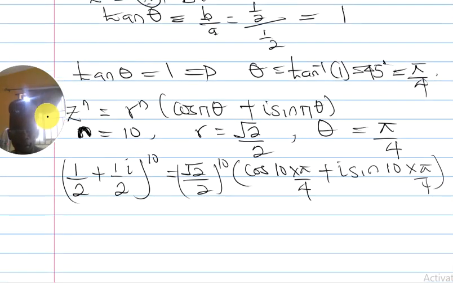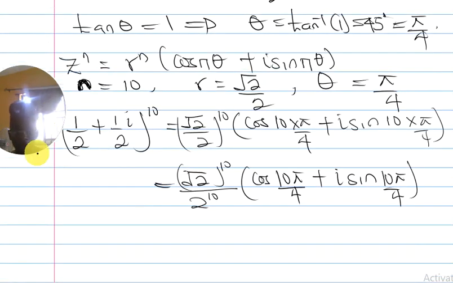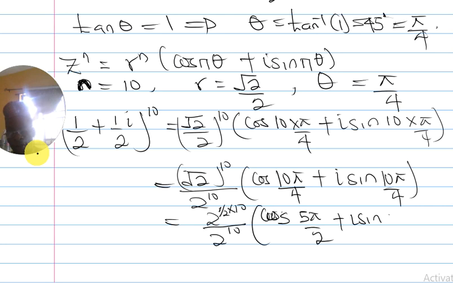Now let me just write this thing. This will be root 2 raised to the power 10 over 2 raised to the power 10, into cos 10 pi over 4 plus i sine 10 pi over 4. Now this can be 2 raised to the power half times 10, which is 2 raised to the power 5, over 2 raised to the power 10, into cos 5 pi over 2 plus i sine 5 pi over 2. Okay.